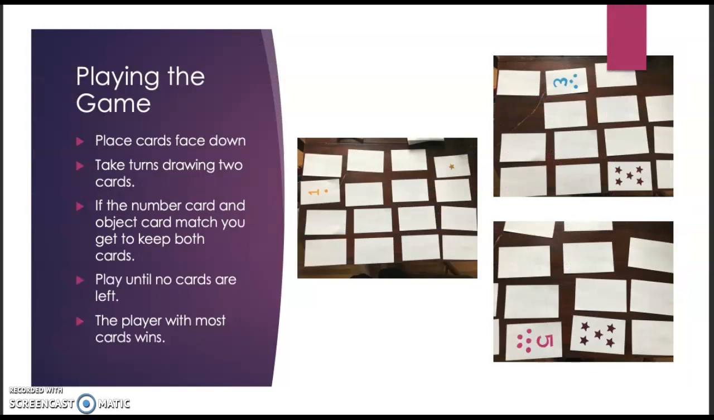To play the game, take all the cards and place them face down. Take turns with the other players. Each person on their turn will draw 2 cards. They will see if the cards match, and if the object card matches the numeral card, you get to keep those 2 cards. Take turns playing until there are no cards left. The player with the most cards wins the game.